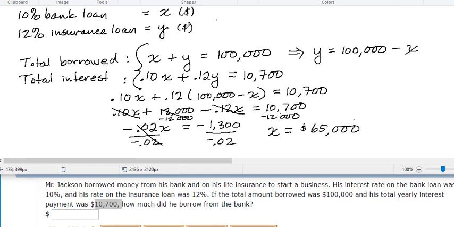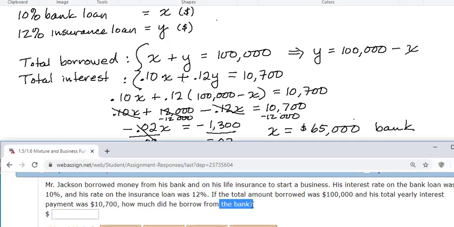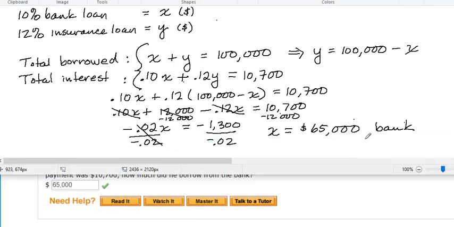Okay, that's $65,000 that was borrowed from the bank. How do I know that was from the bank? Because I'm solving for x, and I named x the bank loan. And then go to WebAssign. Is that what they wanted? Yes, they wanted borrowed from the bank. That'd be $65,000. And just for the record, suppose they wanted to know how much was borrowed from insurance, then I could figure out y, because it's the rest of the money. So $100,000 total. Take away the $65,000 that now I know I got from the bank would be $35,000 from the insurance.